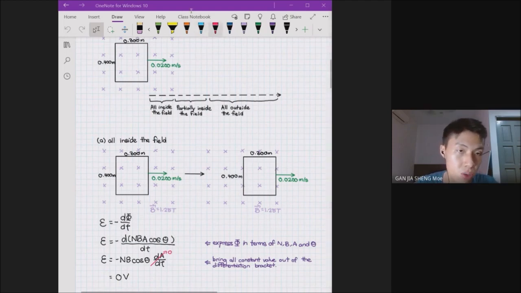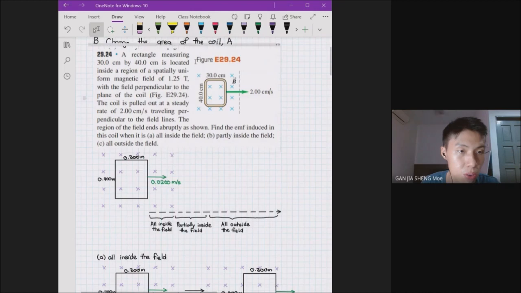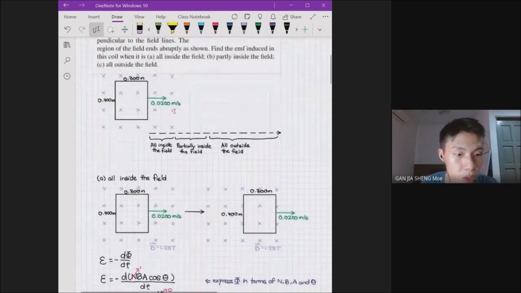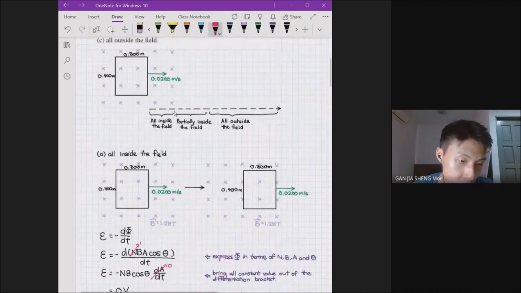You know that for this situation, there's only one coil. They don't tell how many turns. It's one turn only. So in that case, your N will be equal to 1. Your B will be equal to 1.25. Your A will be equal to 0.400 times 0.300. And your theta will be 0 degrees.